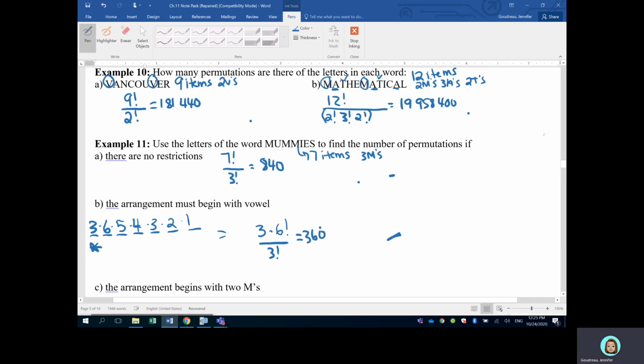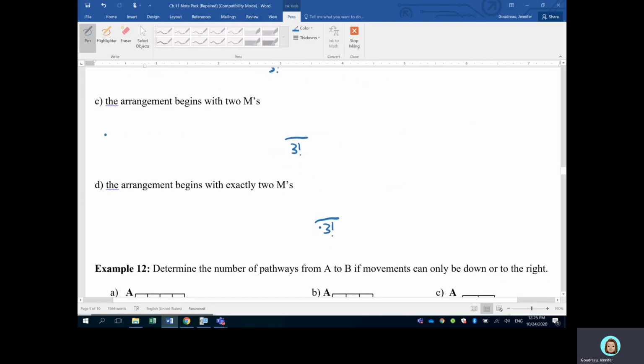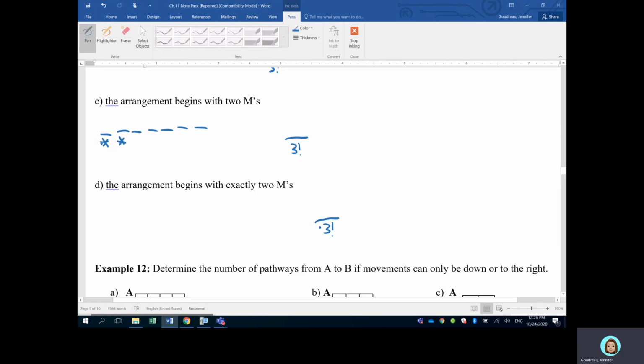Next up, part C. The arrangement begins with 2 M's. So I'm going to draw my 7 blanks again. We are looking at the beginning part of this arrangement, and we are looking at the first 2 blanks since it says we want to begin with the 2 M's. So in the first blank, we have 3 M's total to choose from. So that means I have 3 choices for that first blank. And once I put an M down, I cannot use it again. That means we have 2 choices for the next one out of the 2 M's.